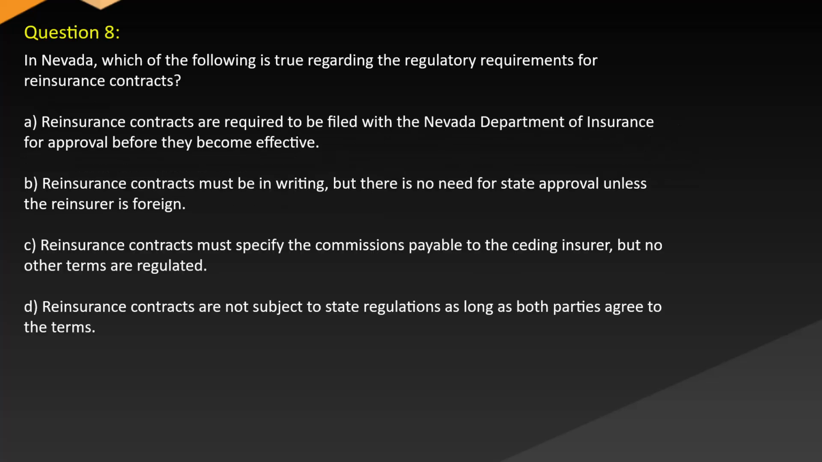Question 8. In Nevada, which of the following is true regarding the regulatory requirements for reinsurance contracts? A. Reinsurance contracts are required to be filed with the Nevada Department of Insurance for approval before they become effective. B. Reinsurance contracts must be in writing, but there is no need for state approval unless the reinsurer is foreign. C. Reinsurance contracts must specify the commissions payable to the ceding insurer, but no other terms are regulated. D. Reinsurance contracts are not subject to state regulations, as long as both parties agree to the terms.